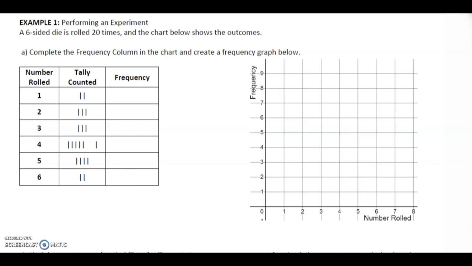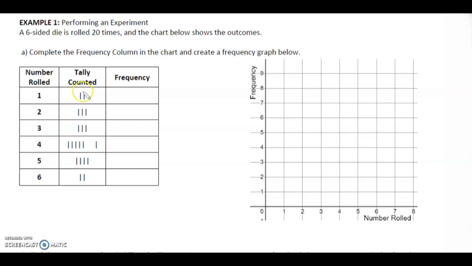Example 1, performing an experiment. A 6-sided die is rolled 20 times, and this chart below shows the outcomes. Complete the frequency column in the chart and create a frequency graph below. So the number rolled on the die: 1, 2, 3, 4, 5, 6.